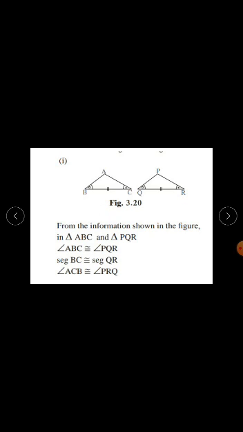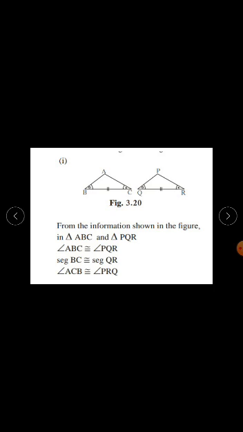Therefore, triangle ABC is congruent to triangle PQR by the ASA test of congruency. So these two triangles are congruent by the ASA test, the angle, side, angle test.